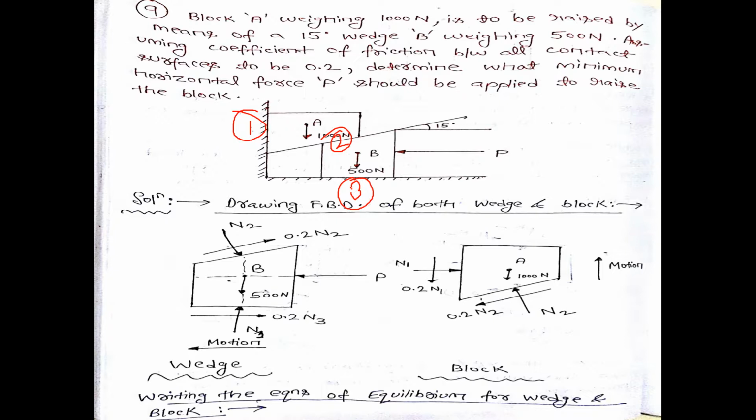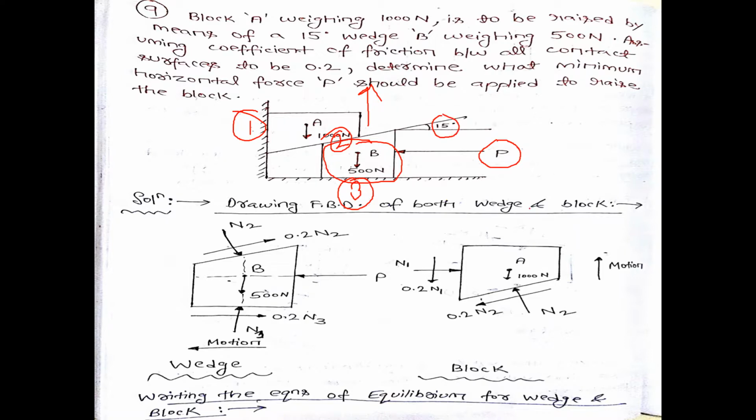We need to determine what minimum horizontal force P should be applied to raise the block. That means, what is the minimum value of force P which I should apply on this wedge B so that my block A or load A will move upward. This is the problem given to you, and the angle of the wedge is also given, that is 15 degrees.